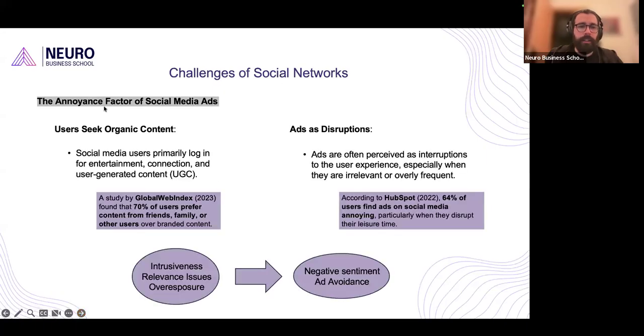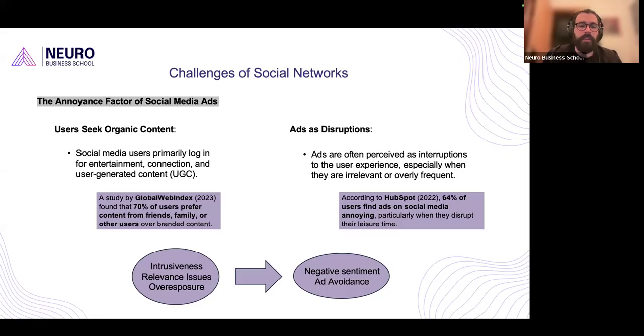Okay. Well, more challenges of the social networks. Well, this is something so obvious: the annoyance factor of social media ads. For example, users seek organic content. They want content when they are on social networks like Instagram, Facebook, and so on, or maybe YouTube. They are looking for social media content, but made by people, made by other humans.